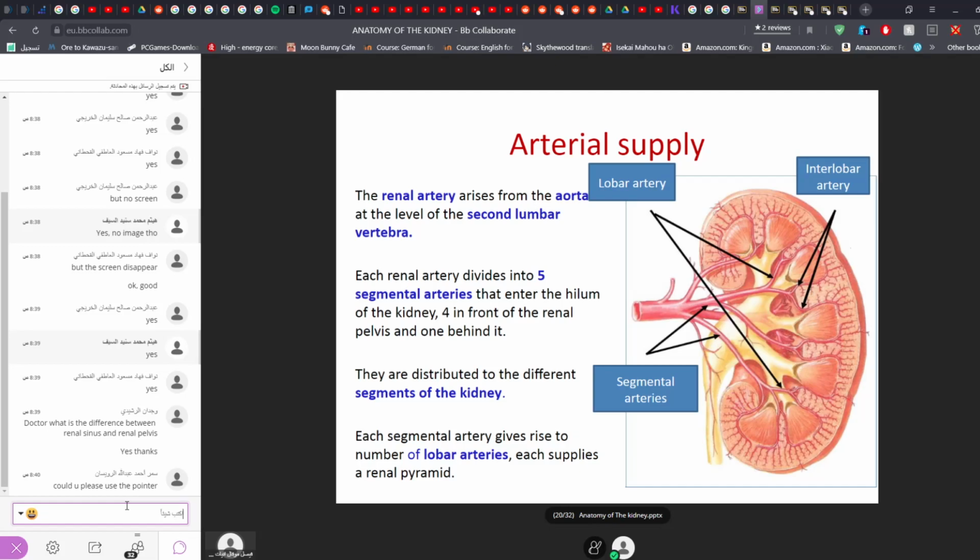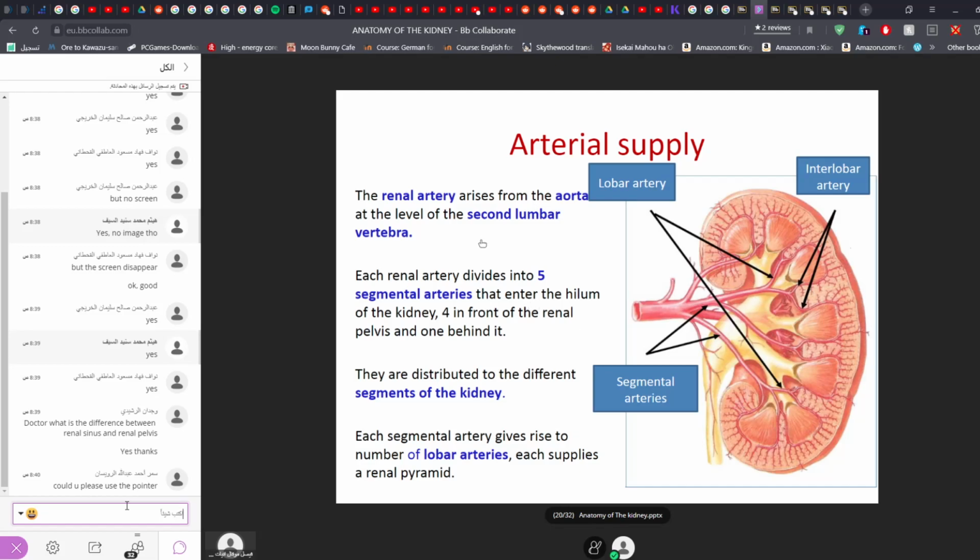Because the screen went out. So this is the renal artery, and you can see these are segmental branches. Four segmental arteries are entering, and one artery lies behind the ureter. Can you see? This is the pelvis. One is lying behind, and four are lying in front. So these five segmental arteries are entering into the renal structure.